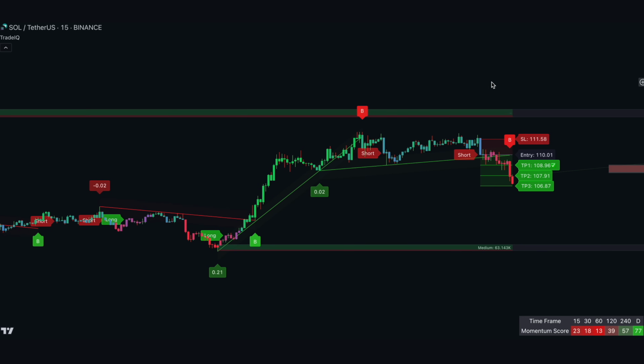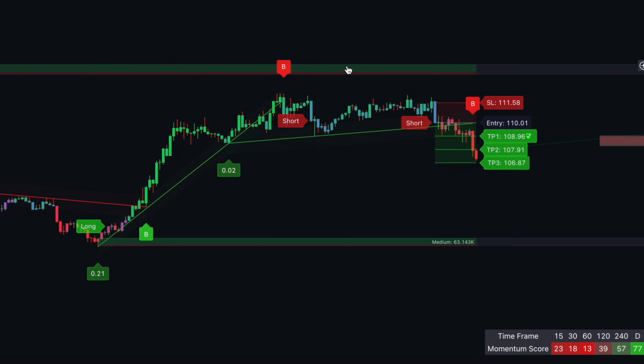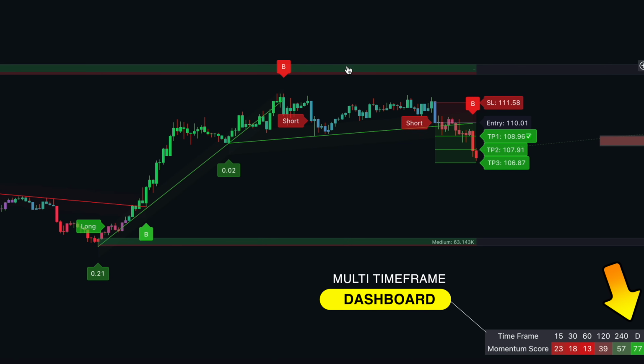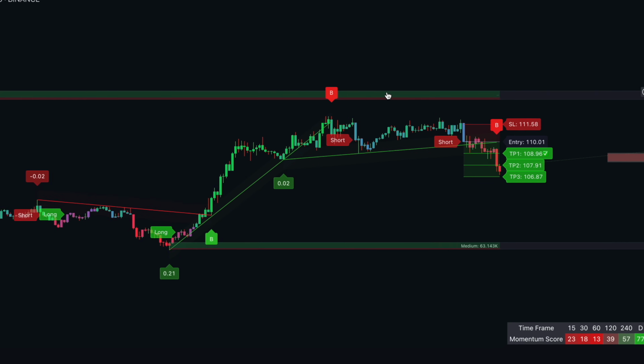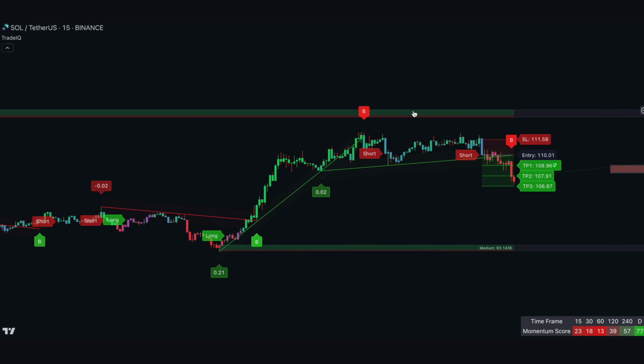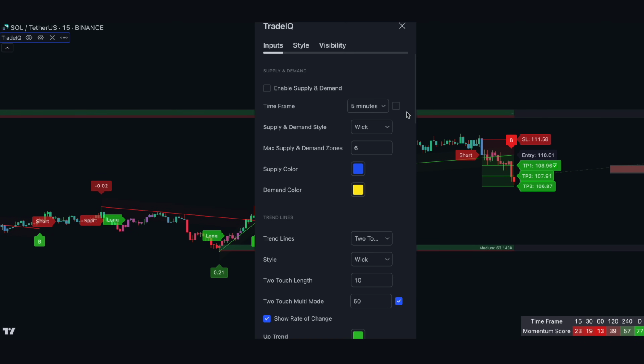Want to instantly see the bigger picture of the market's trend and momentum? Simply check the MTF Momentum dashboard. When the trend is positive, the momentum score is high. When negative, low. It is as simple as 1, 2, 3. Want to see support and resistance levels from higher time frames? Well, now you have such an option.